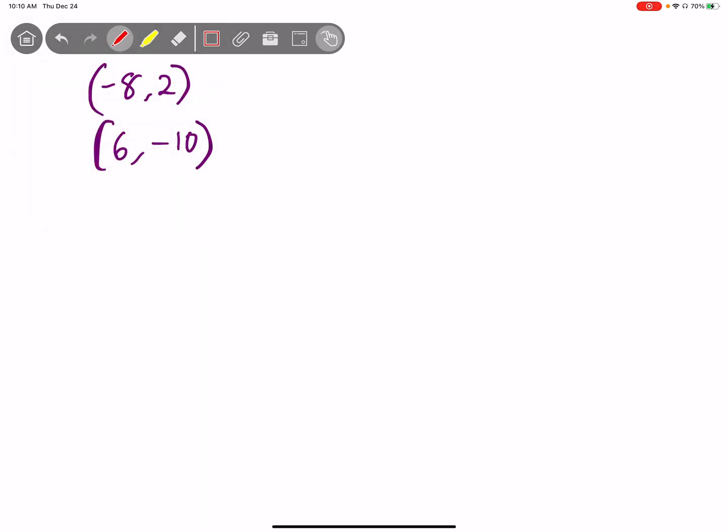So I want you to try this one on your own. Okay. I'm going to ask you to pause the video. Remember, you're going to figure out 1, what is the change in y over the change in x? And then 2, you're going to solve for the value of b by picking a point and plugging it in. Okay, so please pause the video.